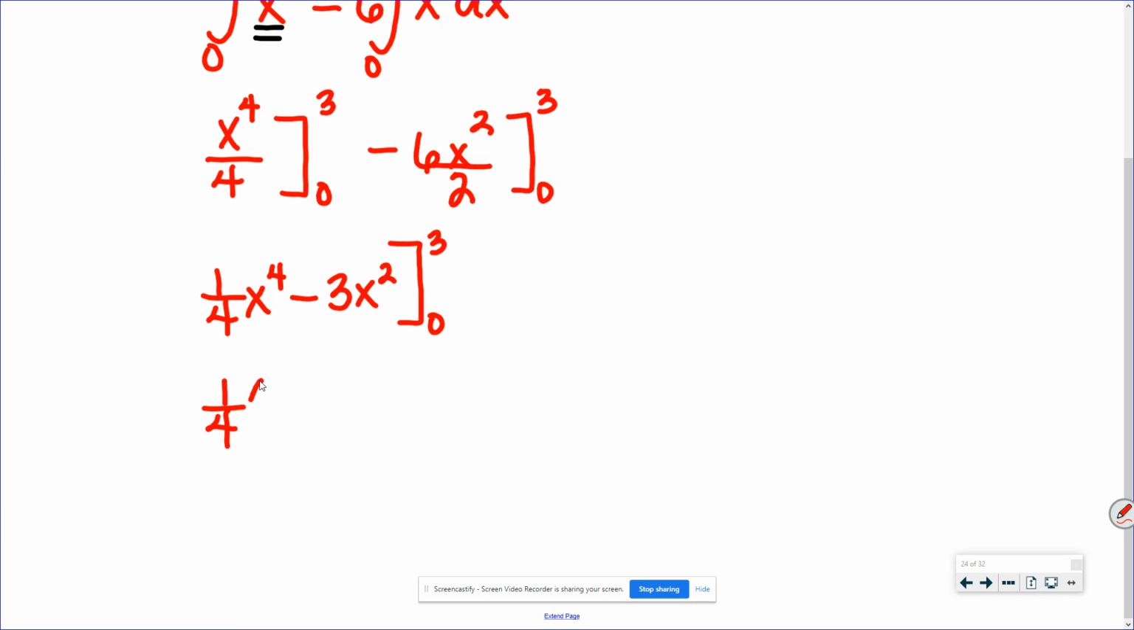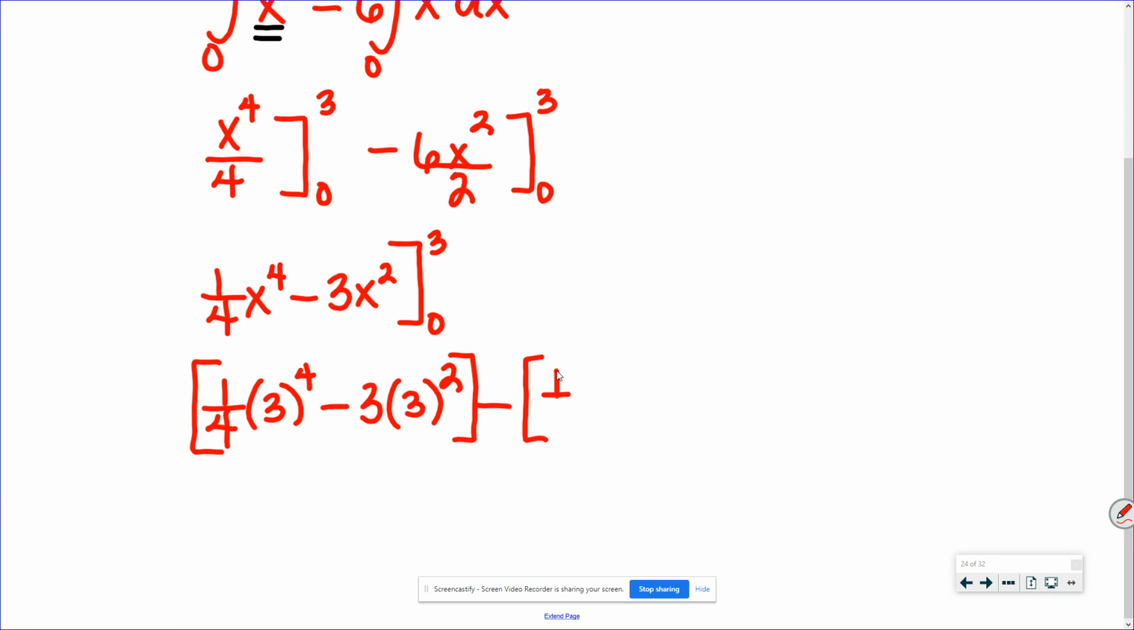Okay, plug in 3. So I'm going to plug 3 in everywhere that I see an x. And then I'm going to subtract, and I'm going to plug in 0 everywhere I see an x.